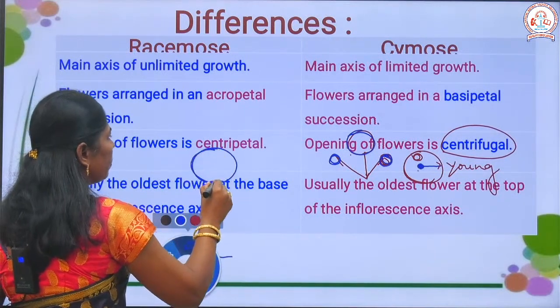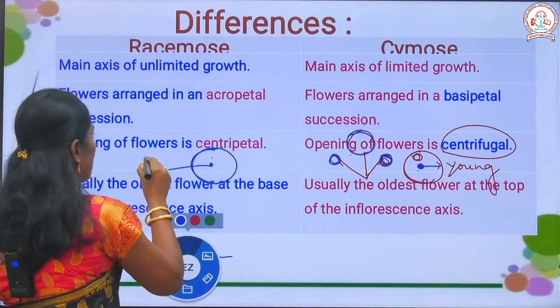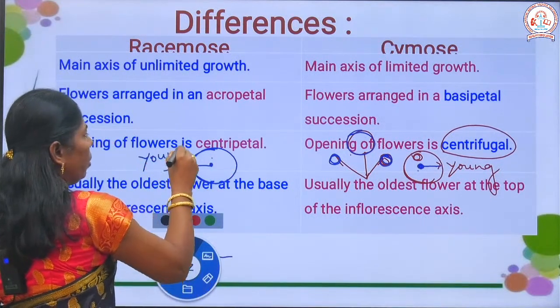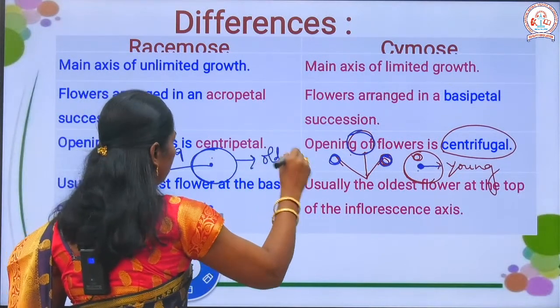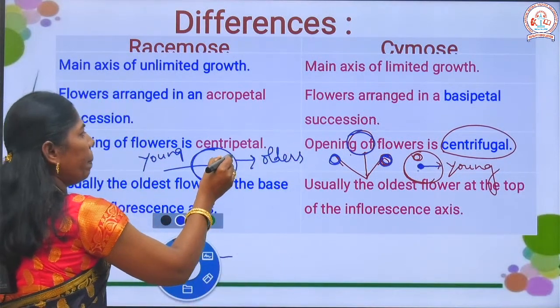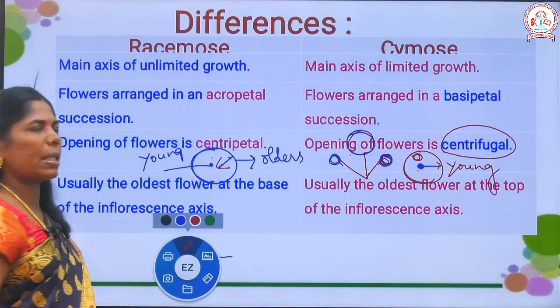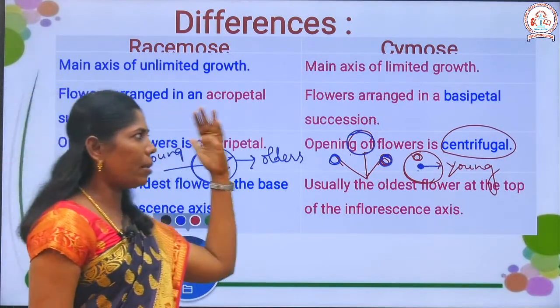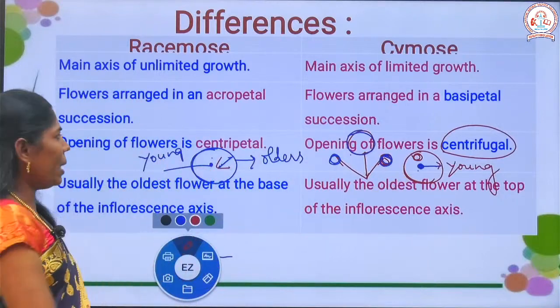So this is your younger flower. Here the younger flowers are there. In the periphery region the older flowers are present. So that is opening from the periphery to the center. That is a center to periphery, and this is a periphery to the center. So it looks like that.